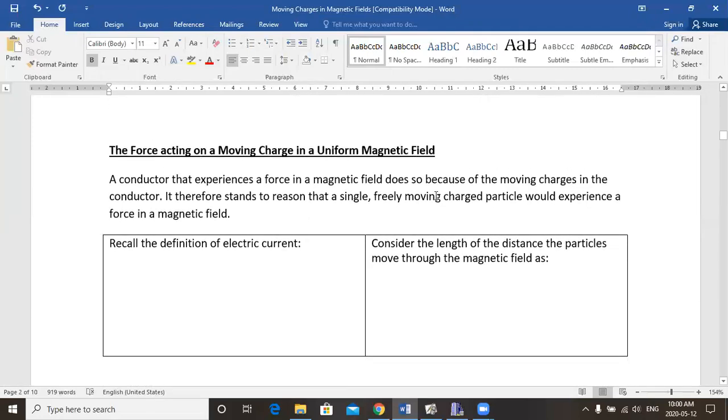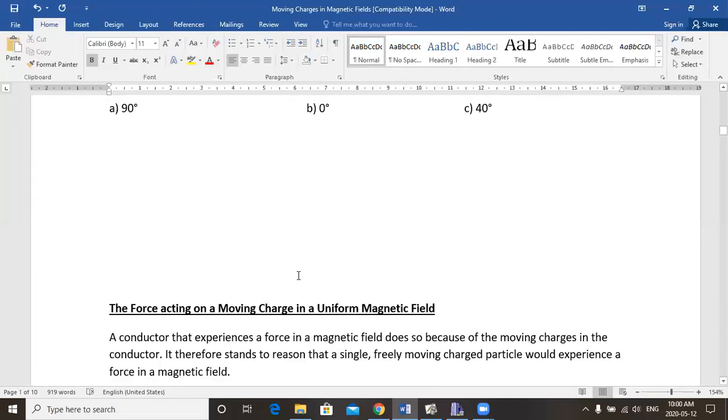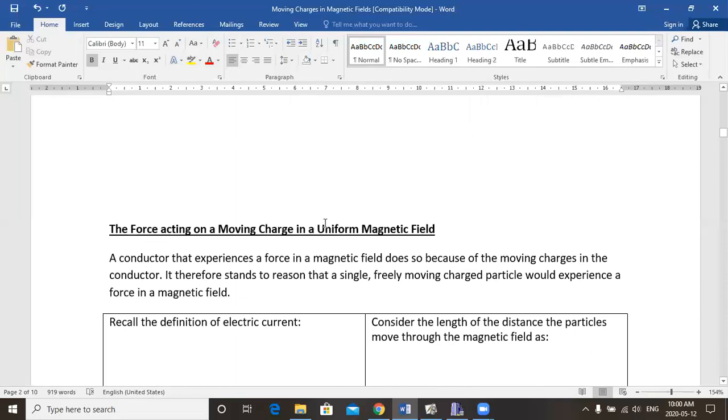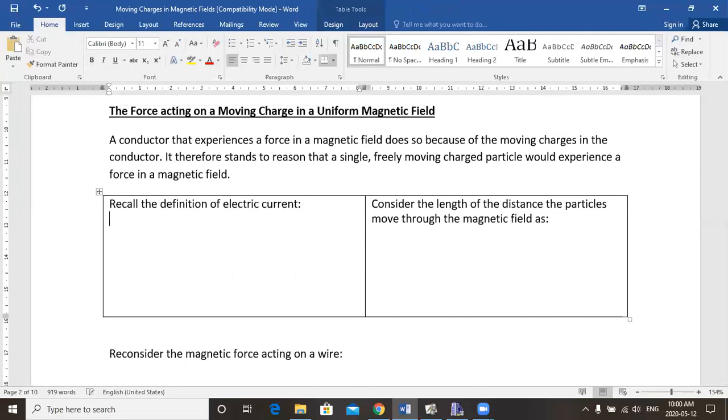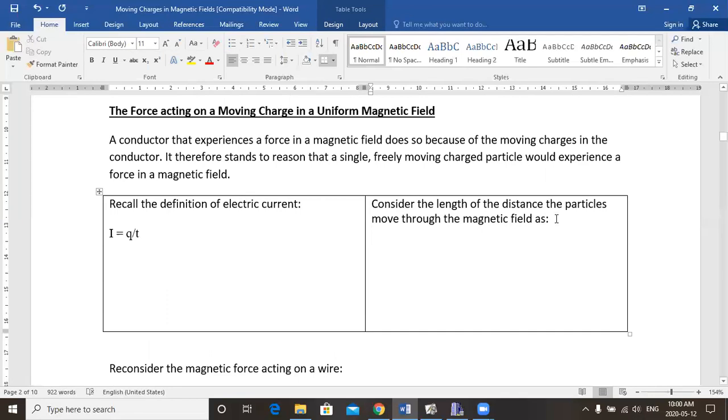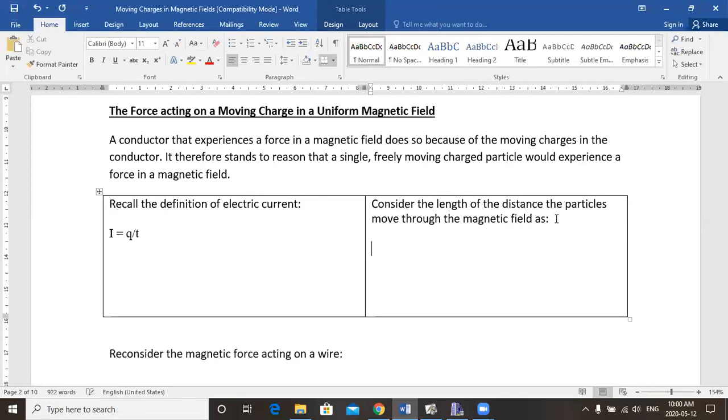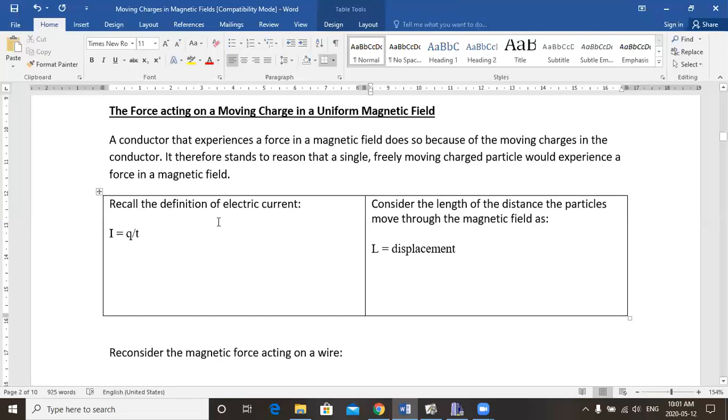So let's talk about now a moving charge through a magnetic field, because of course current is moving charges through a wire. So if a single charge or a beam of charges is moving in a magnetic field, then it will experience a magnetic force. So recall that electric current, I, equals the charge, Q, divided by T. Consider the length, the distance the particles move through the field: length would equal the displacement of the charges.